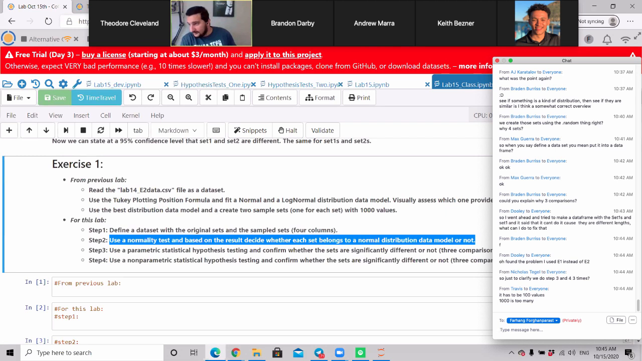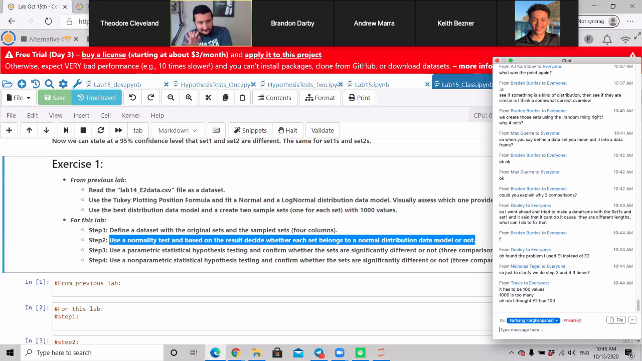So just to clarify, we do step 3 and 4 three times. You can say that, but the three times that you do it will be considered step 3, and then the other three times that you do for step 4 will be step 4. They all have their own individual grades. Any other questions about exercise 1?